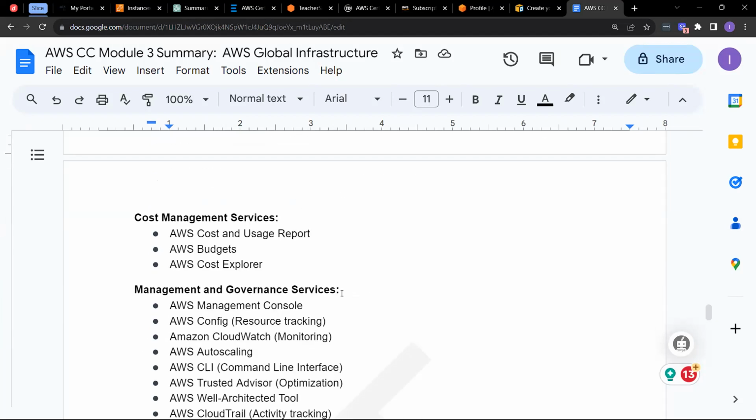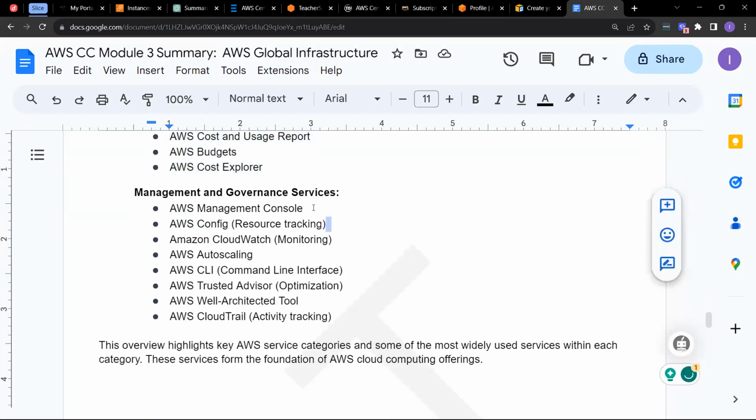There's also the cost management service, the cost and usage reports, the AWS Budgets, and then the Cost Explorer. We spoke about this one too yesterday. And then management and governance services. Yes, the Management Console is the graphical user interface for managing your AWS infrastructure. There is AWS Config for your resource tracking. There is CloudWatch for monitoring your infrastructure. There is Auto Scaling that helps you add or remove resources as and when needed. There's the CLI, that is another interface that you can use to access your AWS infrastructure.